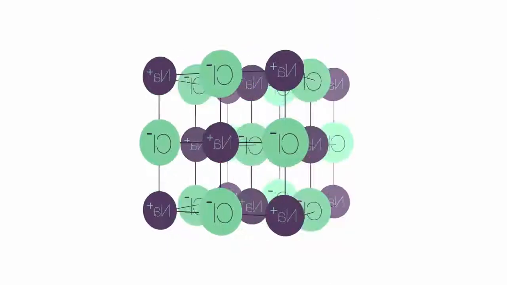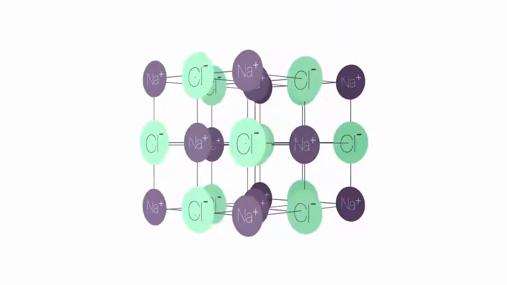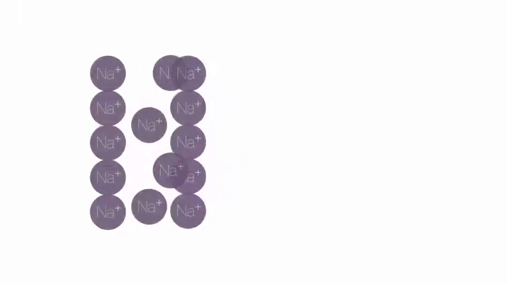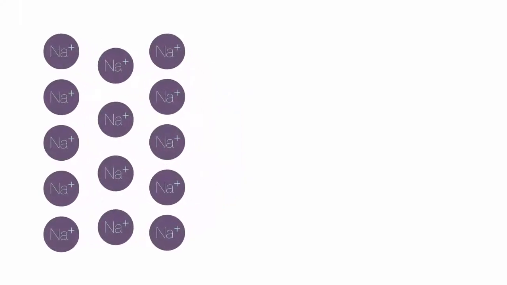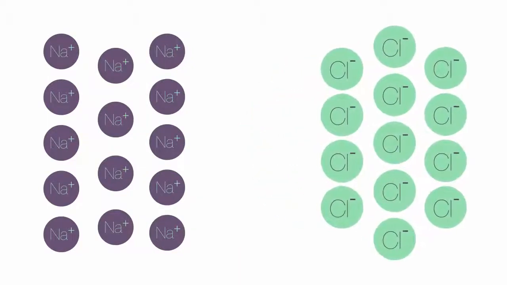When a force is applied to the 3D lattice structure, it will disrupt the regular repeating pattern of sodium and chloride ions. So the sodium ions are forced to be next to other sodium ions, and the same is seen with chloride ions. Like charges repel one another, and this repulsion essentially breaks the lattice structure.